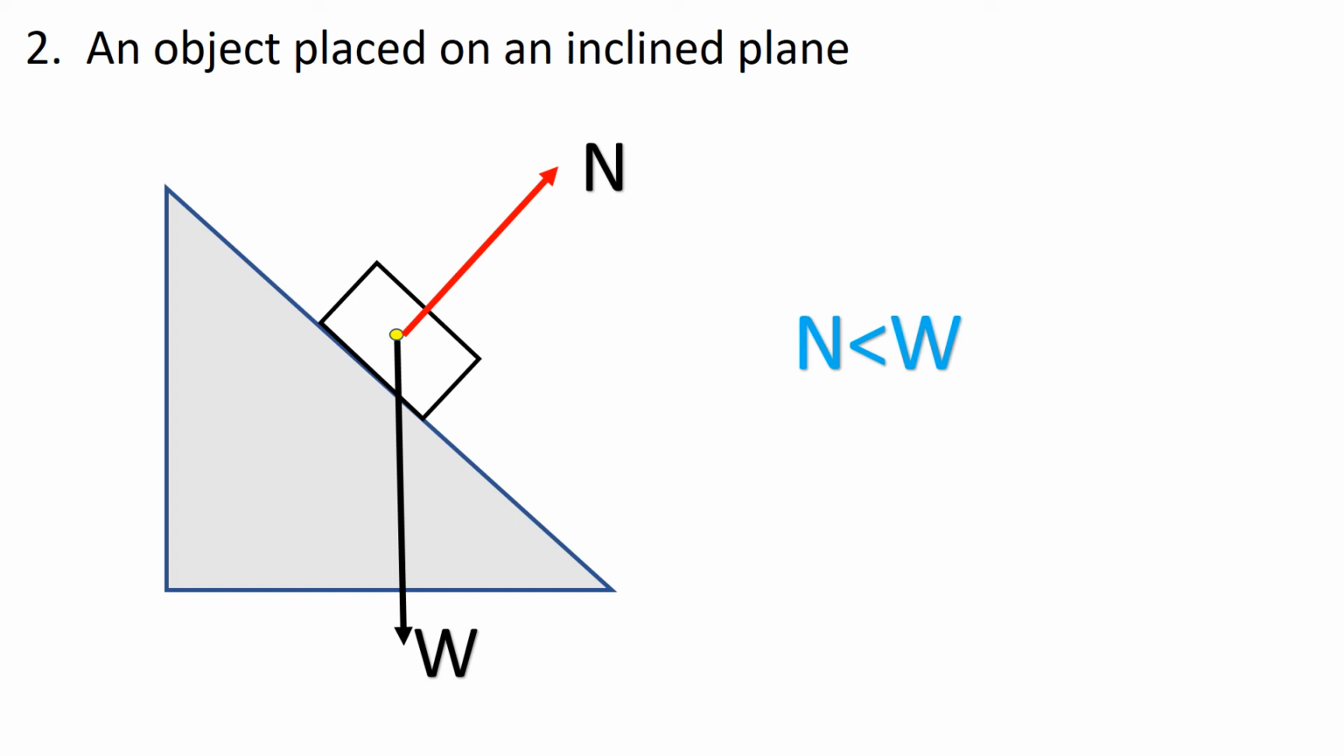So you can see the red arrow where you have the normal force less than the weight of the object. Here they are not equal. Normal force is less than the weight.